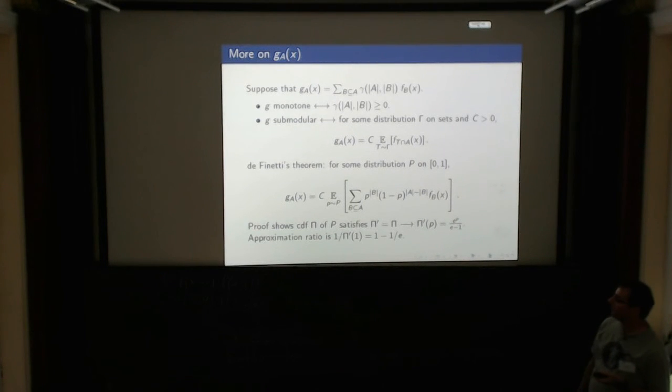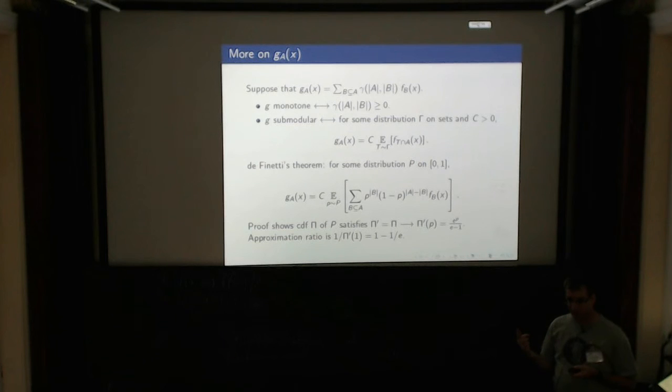It also turns out that the approximation ratio of the algorithm is 1 over the derivative of pi at the point 1, and this is 1 minus 1 over e. So in the continuous greedy algorithm, you got the approximation ratio by solving some differential equation, which was different from this one. And here again, you have some differential equation.